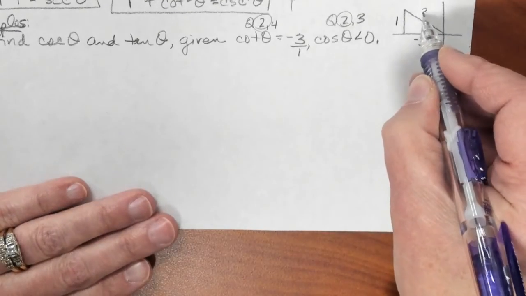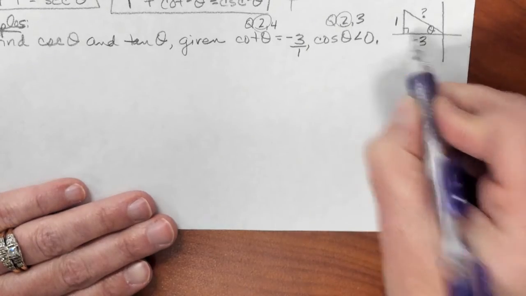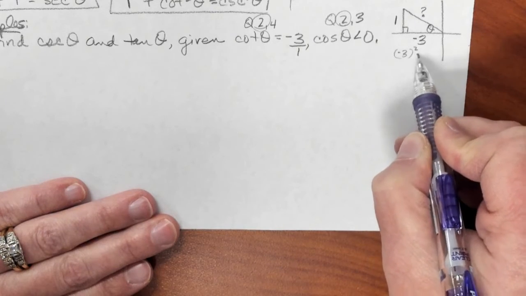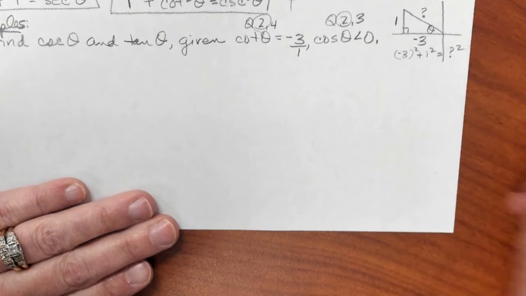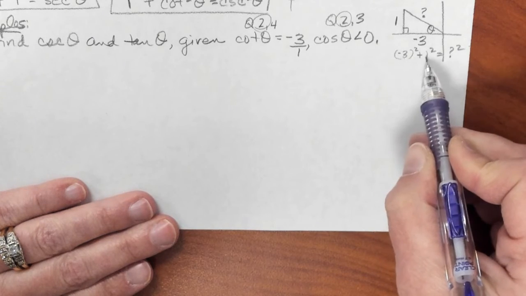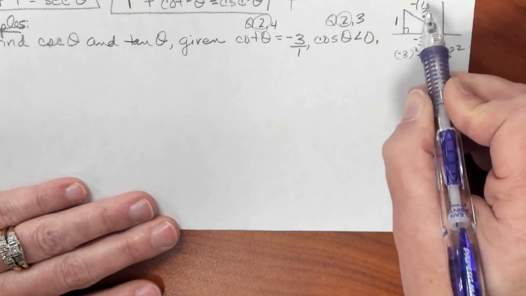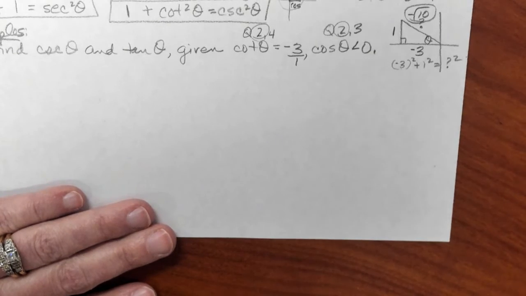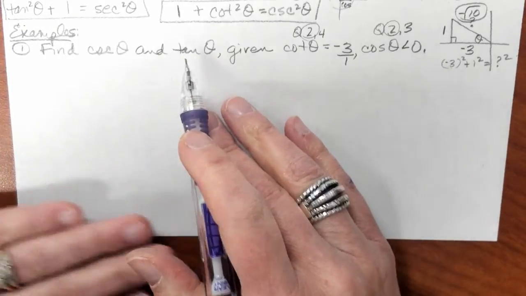Now I need to figure out my hypotenuse. Do Pythagorean Theorem. You're going to have -3 squared plus 1 squared equals our unknown squared. Well, that gives me 9 plus 1 is 10, and then I would take the square root. So this is the square root of 10. Once you have all 3 sides, you can do any of the 6 trig functions. I only want cosecant and tangent, right?